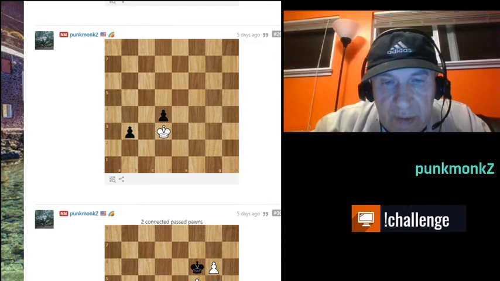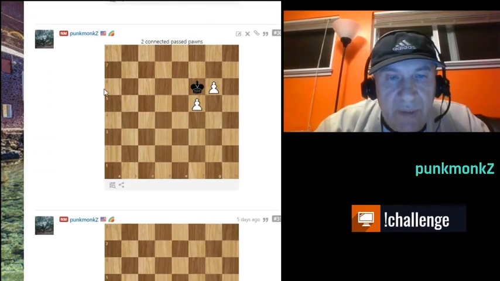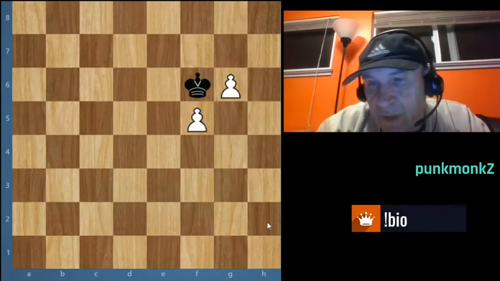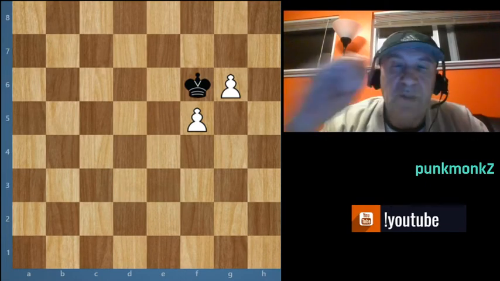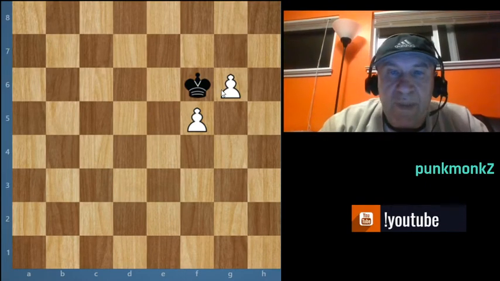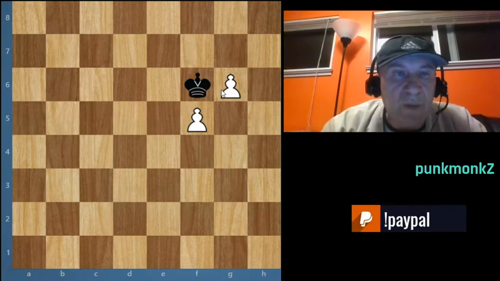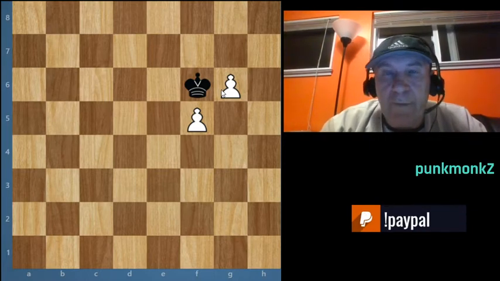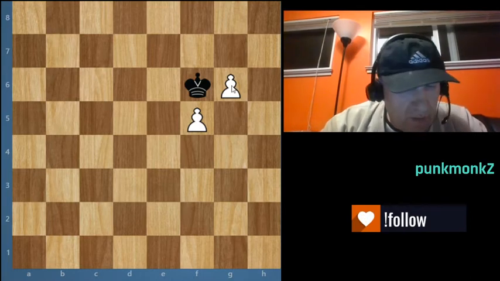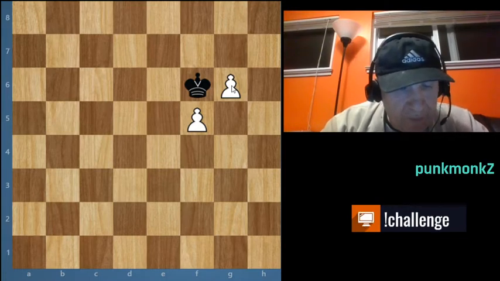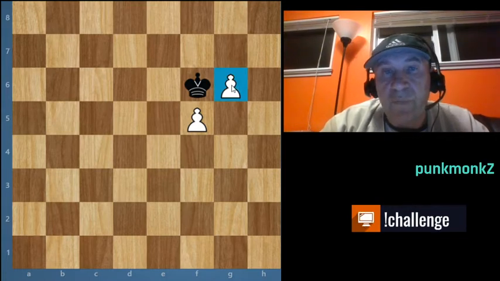Let's see, two connected passed pawns is the next one, and see what's going on here. What am I trying to say here? I don't know yet, but let's look at it. These are two connected passed pawns, and what am I trying to show you here? That you need to calculate, because two connected passed pawns are self-supporting. What does that mean? The rule of the square says what? Here's the advanced pawn. We draw a diagonal of the square, which will be here, right?